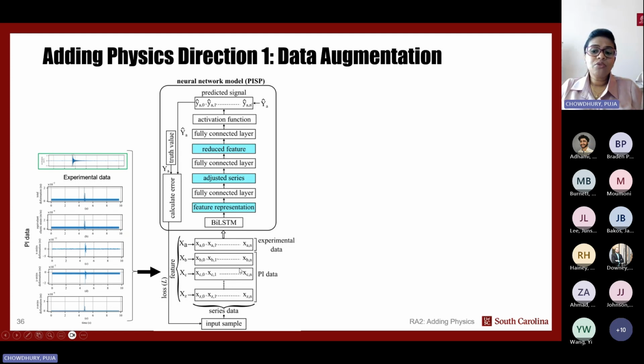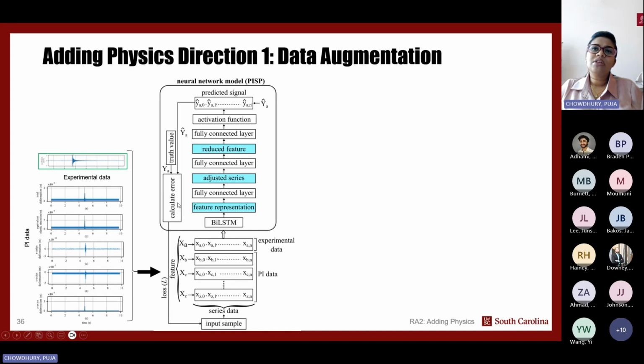Because the input and output length is not the same, we use another fully connected layer to adjust the series. The next goal is to reduce the features, because we feed experimental and PI features. So there are several features, like 4 to 5, but we need to predict only one feature. That's why we adjust the series and go to the fully connected layer. And finally, we use the activation function to capture the nonlinearity of the data, and we get the prediction of the acceleration value.